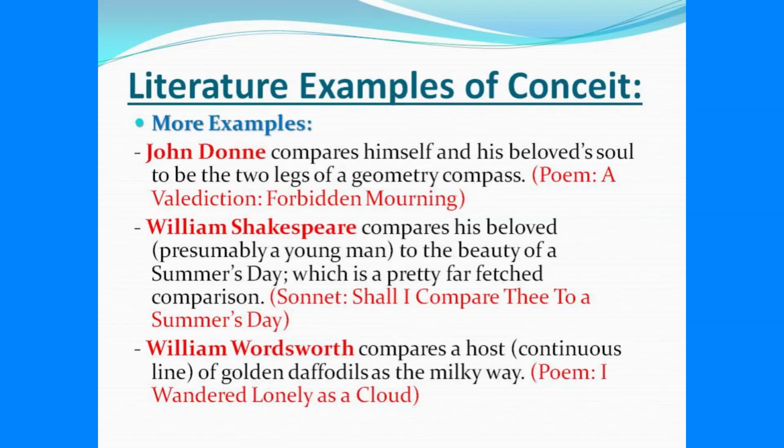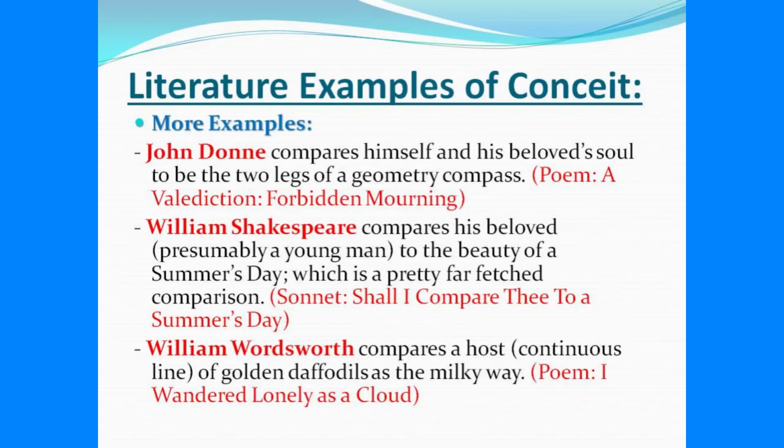All right. The third example here deals with the poem I Wandered Lonely as a Cloud. This is a very famous poem, and I'm sure you must have read it somewhere or heard about it. It is written by William Wordsworth, and it compares a host of golden daffodils to the Milky Way. Now, how does it compare these golden daffodils? Because a host of golden daffodils means a continuous, unending line of golden daffodils which he seems to be observing, and therefore he compares this unending, continuous line of golden daffodils to the stars which shine and twinkle in the Milky Way.